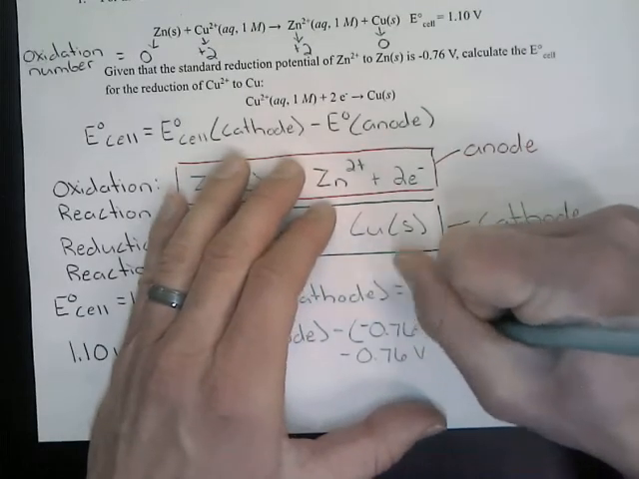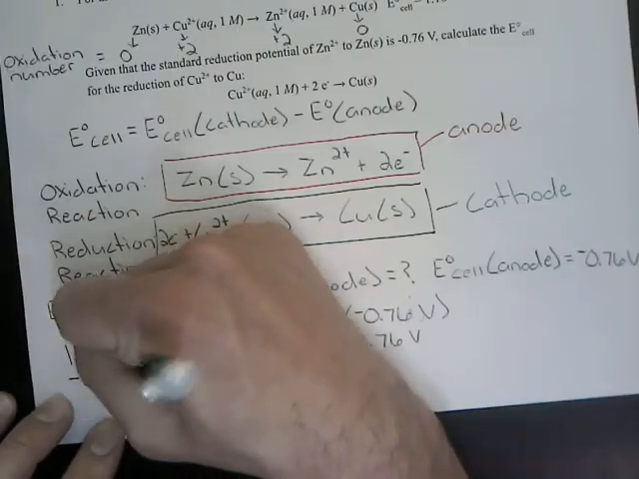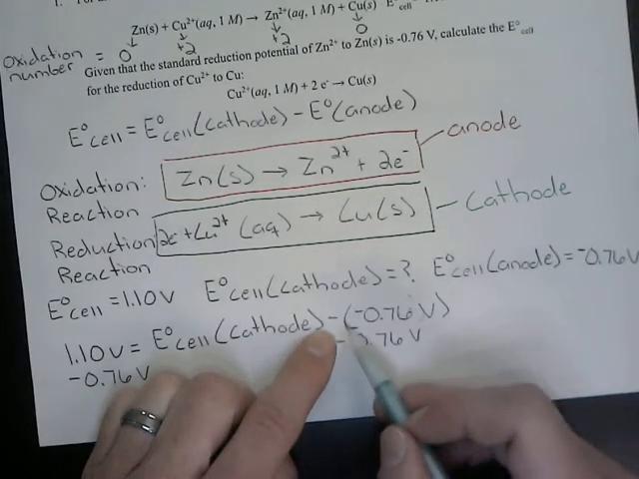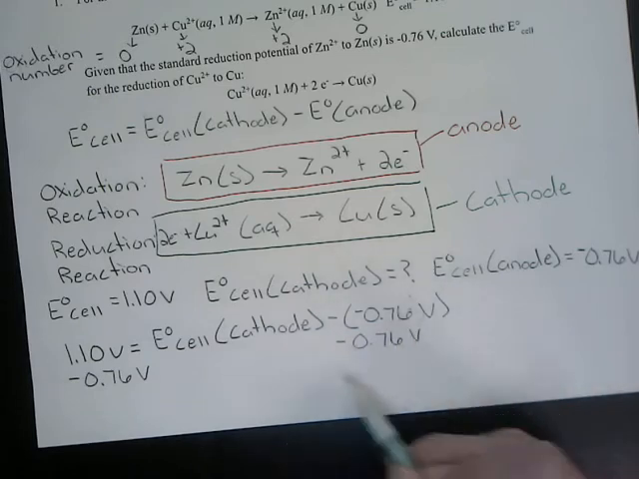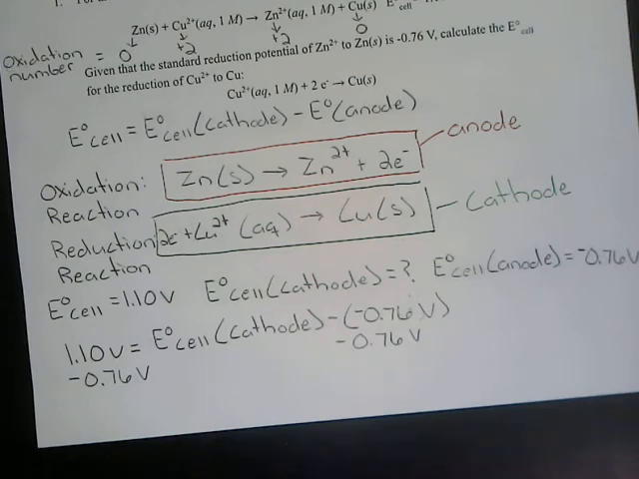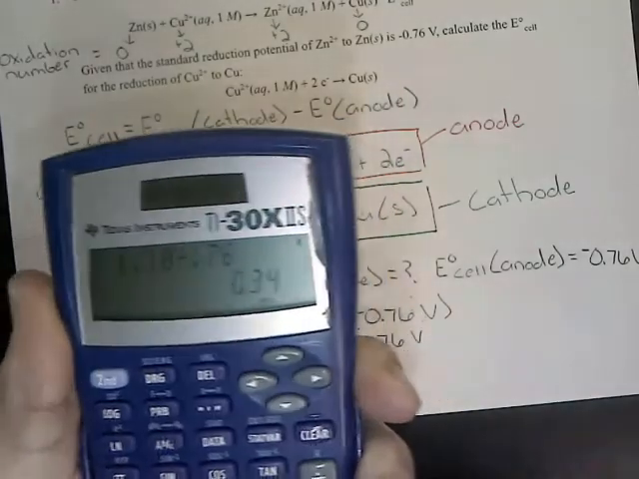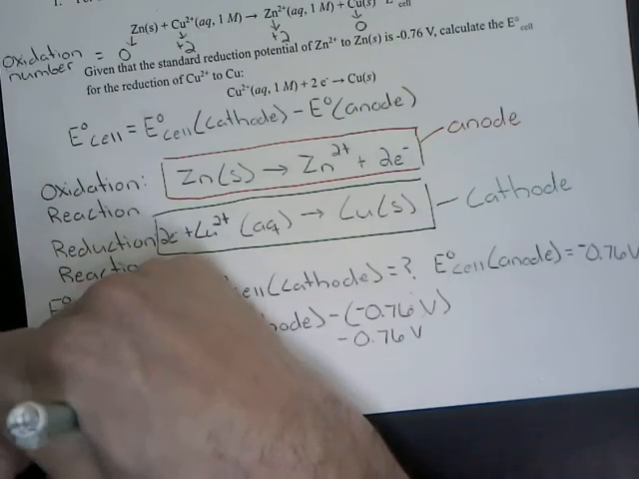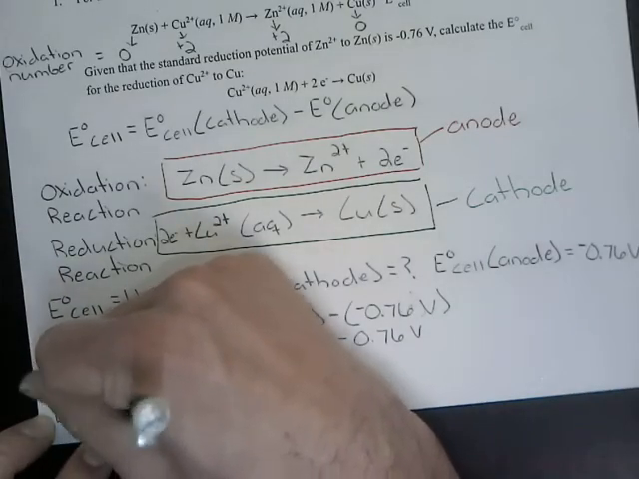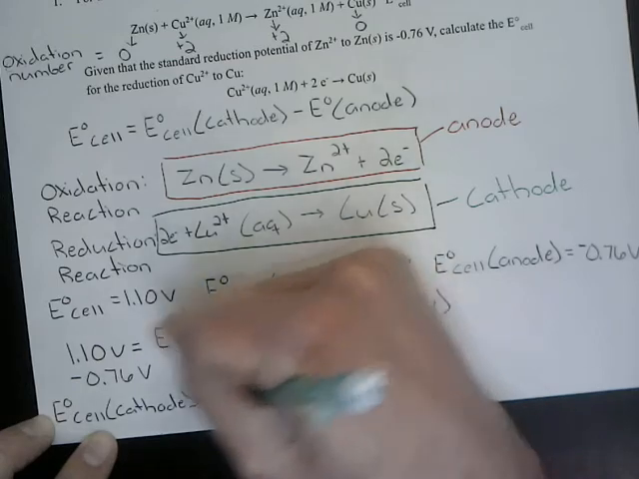So I'm going to get my calculator, and we're going to take 1.10 minus 0.76 volts. And again, that's because a minus a negative is a positive. That's why we subtract 0.76 volts. So when we do that here, we take 1.10 minus 0.76, and we get 0.34 volts. So our standard cell potential of our cathode here is 0.34 volts, and it is a positive.